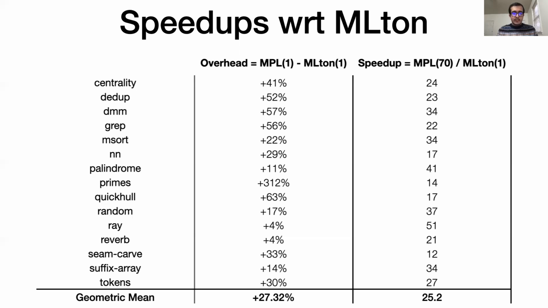These speedups vary because some benchmarks like SeamCarve, which is third from the bottom, are memory bound. So throwing more CPUs at it doesn't speed it up. So it shows a relatively lower speedup of 12, whereas other benchmarks like Ray and Random show good speedups of around 37 to 51. The point to take away is that if you were to carefully implement and optimize these benchmarks in parallel for C or C++, you would see similar speedups.